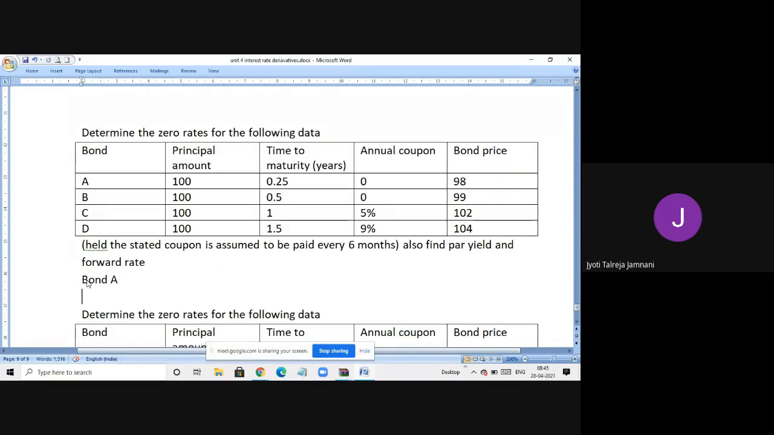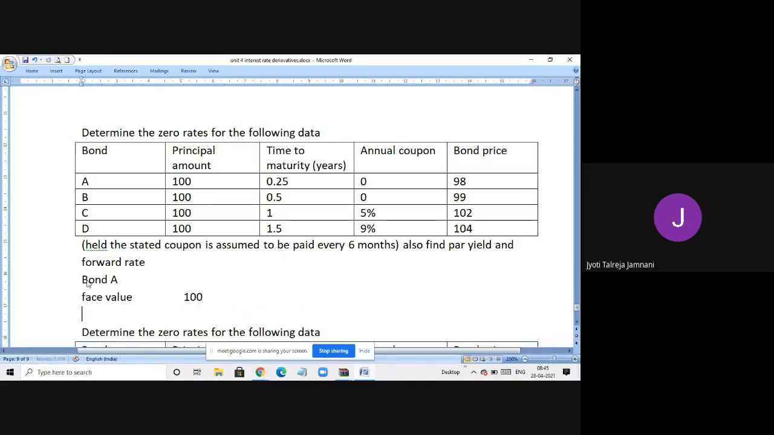First we write the face value of bond A. Face value is equal to 100. Market value is nothing but the bond price given in the last column, and that is 98. So if we subtract market value from face value, we will get the gain. So 100 minus 98, 2 rupees is the gain.